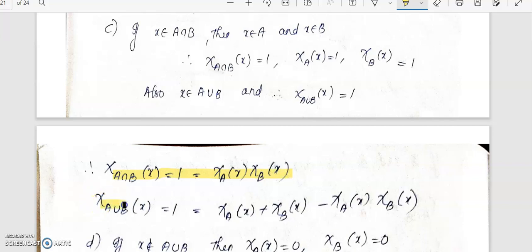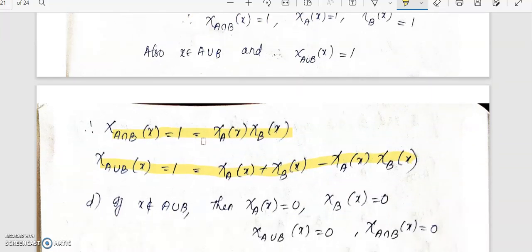Similarly, chi of A union B is 1. And this will be 1 plus 1 minus 1. Again we are going to get 1. So therefore both the equations are verified when x belongs to A intersection B.